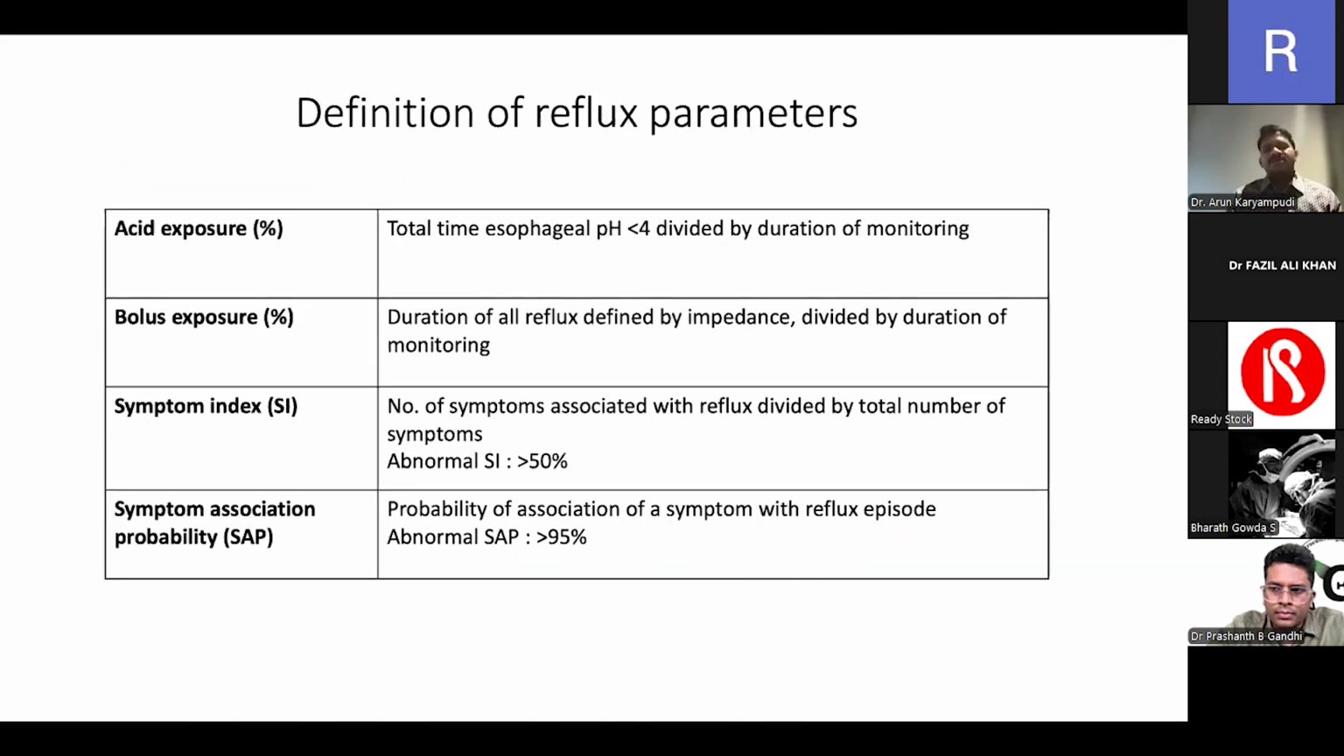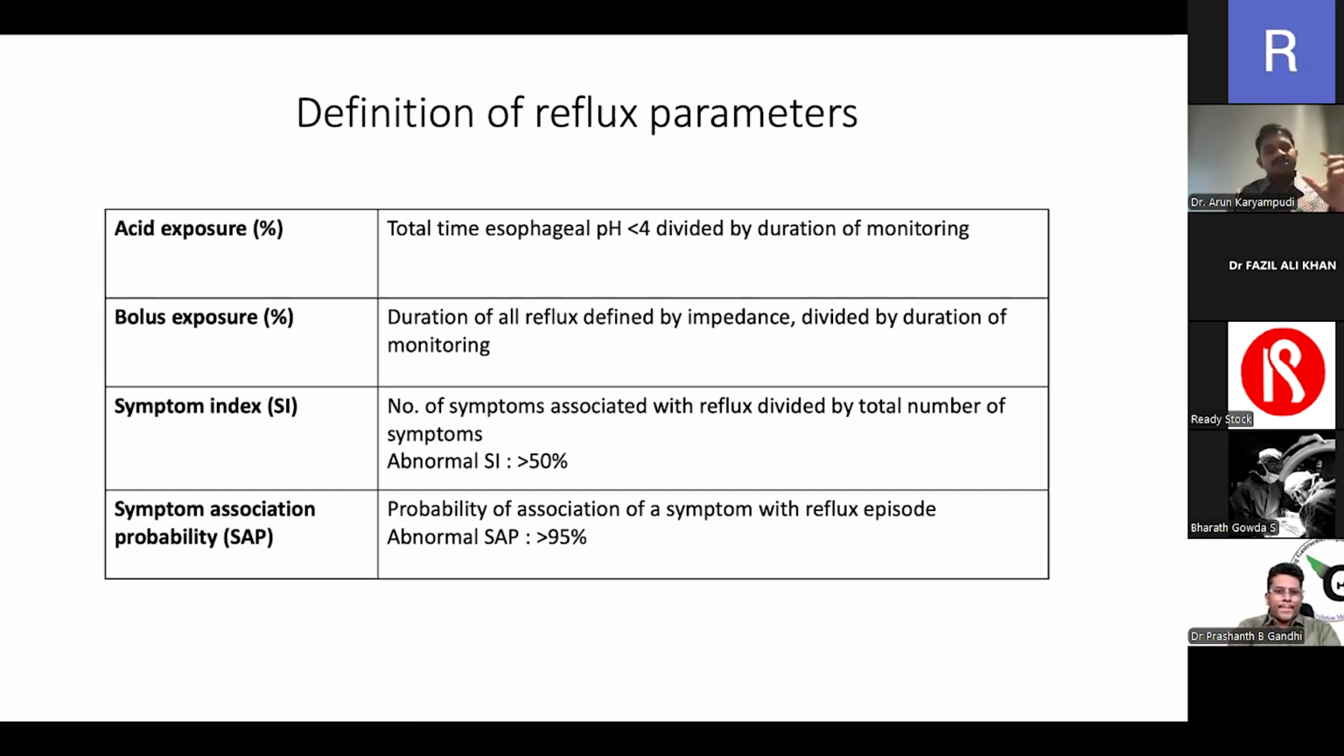So how do you define the reflux parameters when you get the final reports? As I told you, what is esophageal acid exposure or acid exposure time? It is nothing but the total time esophageal pH drops below 4 divided by the duration of monitoring. So that will give you the acid exposure time in percentage. With impedance, you can also have what's called bolus exposure. Bolus exposure is nothing but the duration of all the reflux episodes defined by impedance divided by the duration of monitoring.